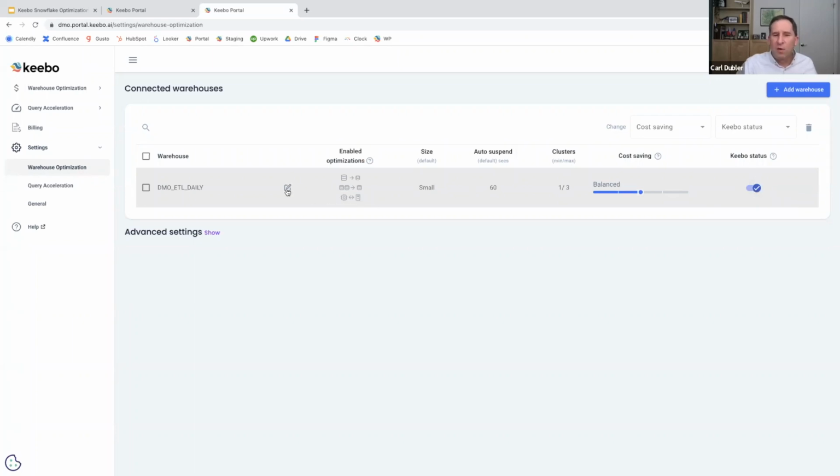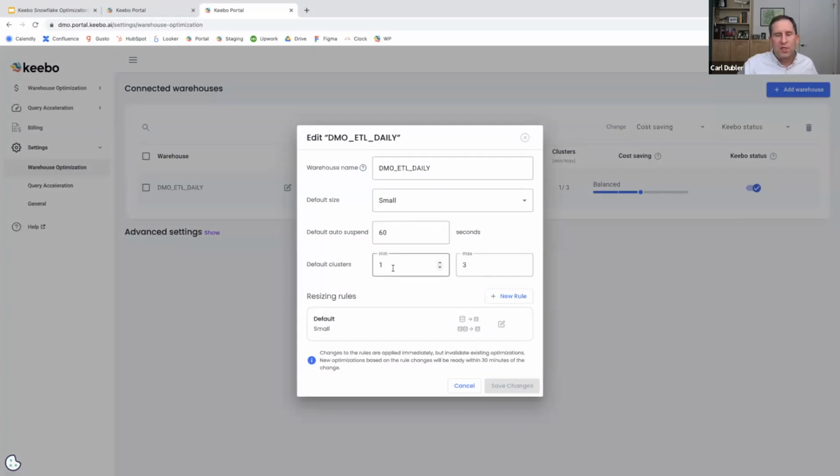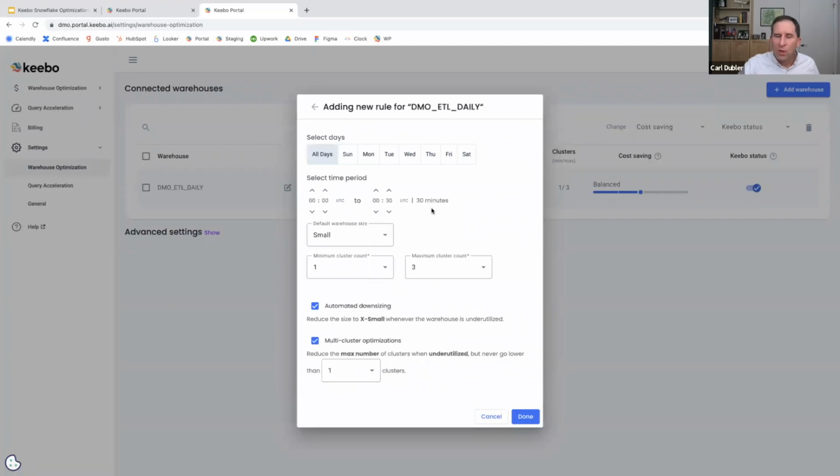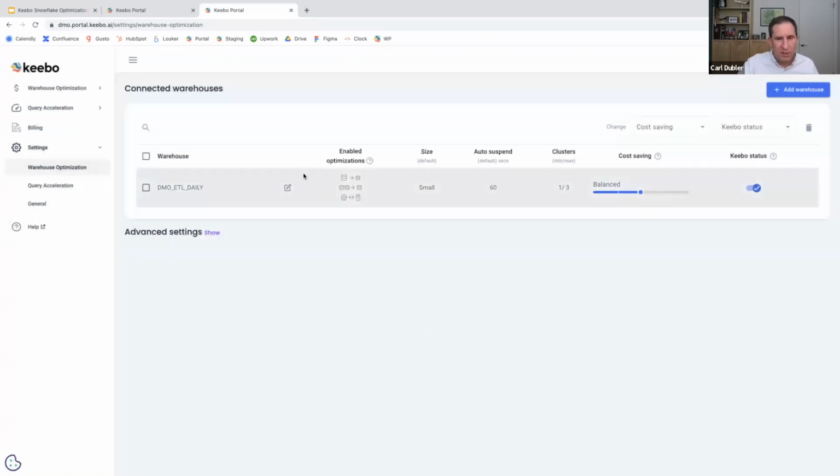If you'd like to get a little more fine-grained control, you can come here to the edit button. This is where you set the defaults for each warehouse, or you can go in and create a rule so that if there's a specific day and time where you want to set some parameters on how the robot works, like maybe the default warehouse size or some of the multi-cluster settings, or maybe you want to say during a specific date and specific day and time, I don't want to do downsizing, you can set all of that. So you've got some fine-grained control here as to how this works.